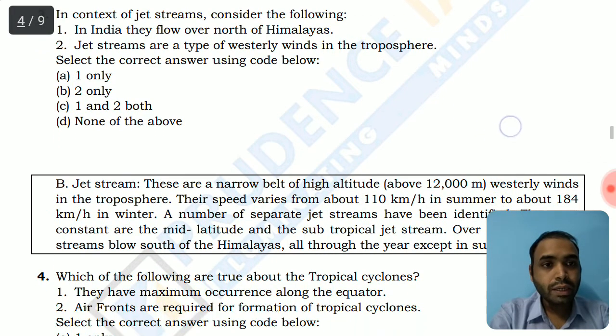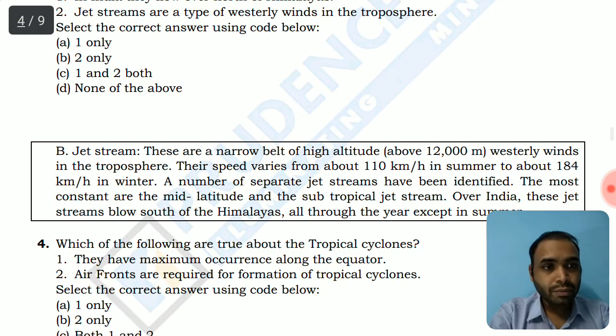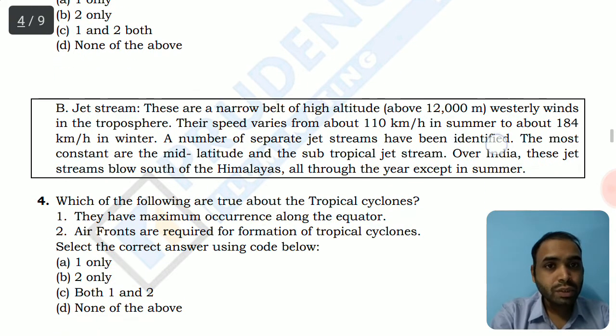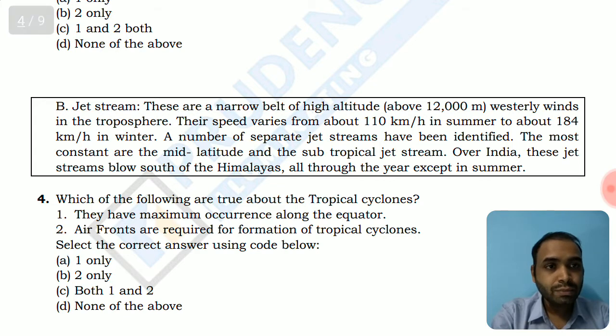Their speed is around 110 kilometers per hour in summer and 184 kilometers per hour in winter. So jet streams are a narrow belt of high altitude westerly winds. Their altitude is around 12 kilometers, and UPSC has framed the main questions regarding jet streams and their significance in context of India. So you should be thorough with these concepts of western disturbance and jet streams. A number of separate jet streams have been identified. Most constant are the mid-latitude and subtropical jet streams. Over India, these jet streams blow south of the Himalayas all through the year except in the summer. So, except in the summer months, these jet streams are constant.